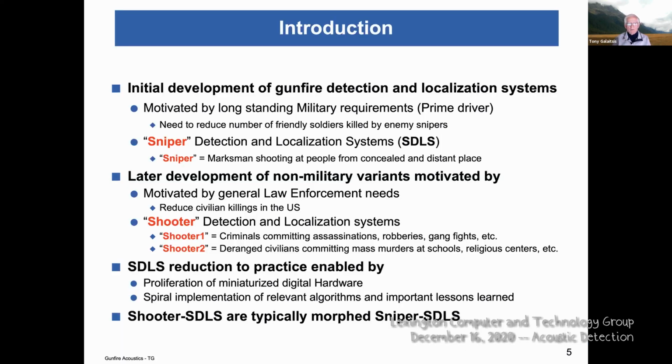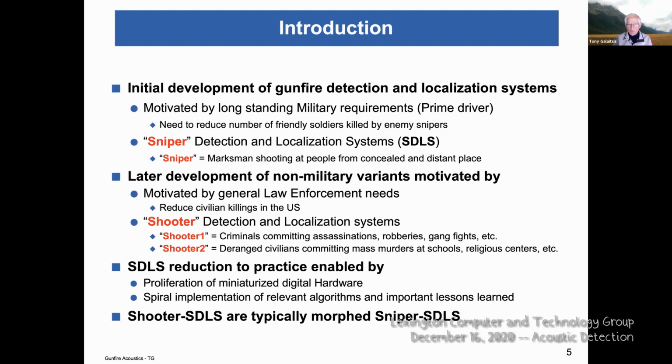So if we start with the introduction here, the initial motivation came from military sources, basically because they had severe requirements, and that was the prime driver as well as the prime funding source for these systems to be developed. And that was the need to reduce the number of friendly soldiers that were killed by enemy snipers. So in this context, a sniper detection and localization system is against some kind of a marksman who is shooting at people, friendly people, from concealed and distant places.